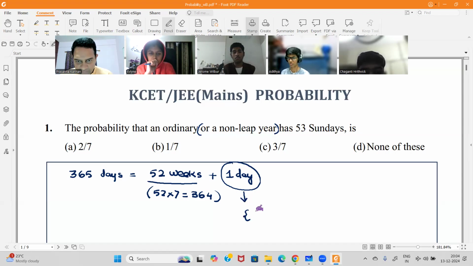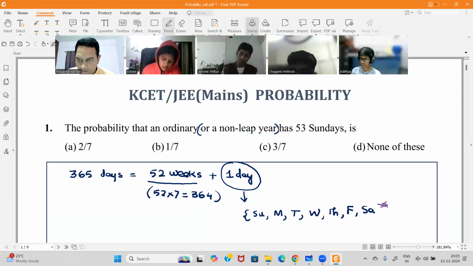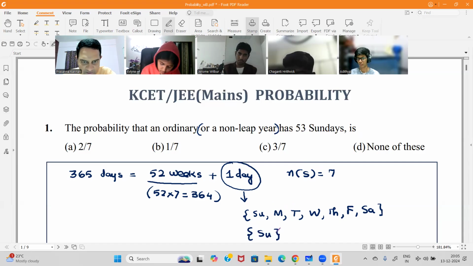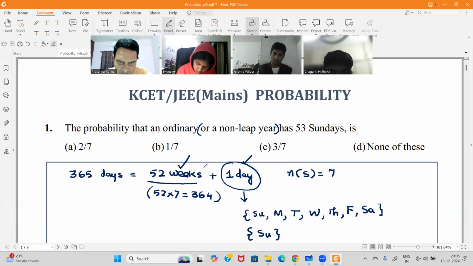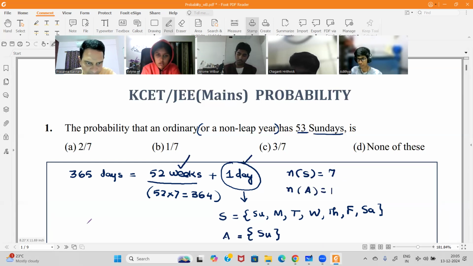So that 1 day can be either a Sunday or a Monday or a Tuesday, Wednesday, Thursday, Friday, or a Saturday. How many possibilities are there, Evelyn? 7, sir. Yeah, so the number of elements in the sample space is 7. And I want that day to be a Sunday, isn't it? So that already 52 Sundays are there, plus this 1 day is also a Sunday, then it will become 53 Sundays. That's what we want. So the required event is that day is a Sunday, right? So the number of elements in set A is 1. Therefore, what is the required probability? 1 divided by 7.